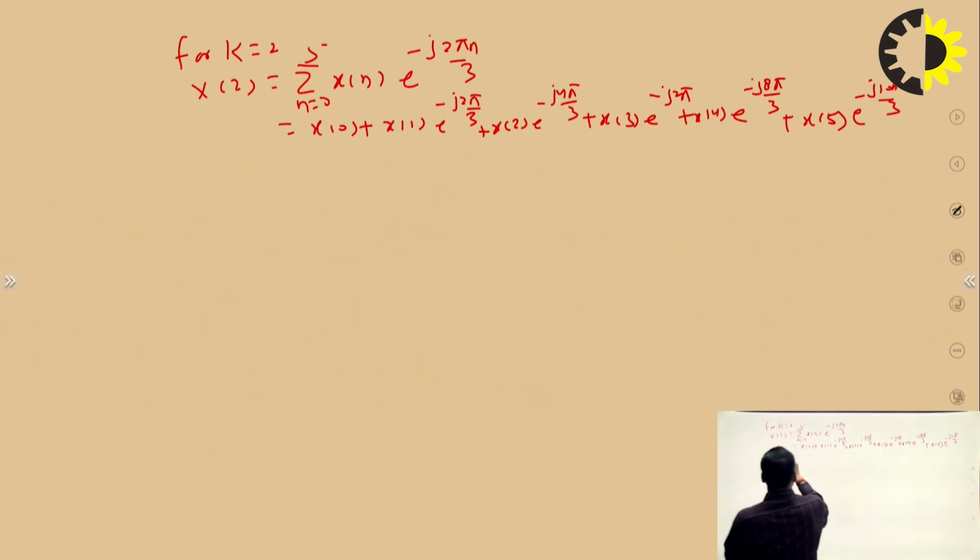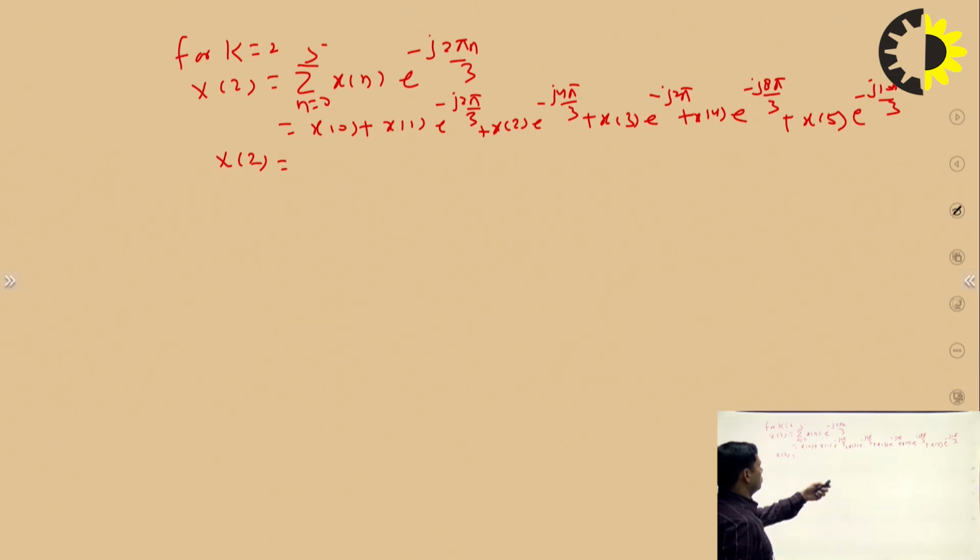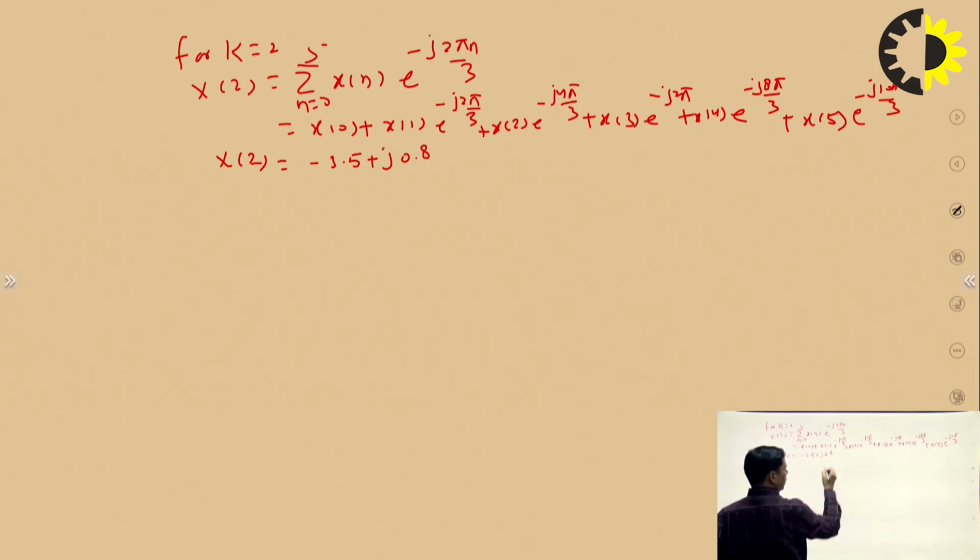So now again we will put all the values for x0, x1, x2, x3, all these, and calculate it. The value for k equals 2 comes out equal to minus 1.5 plus j 0.866. So for the next one we will evaluate for k equals 3.